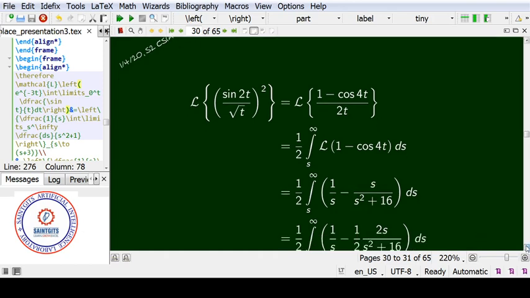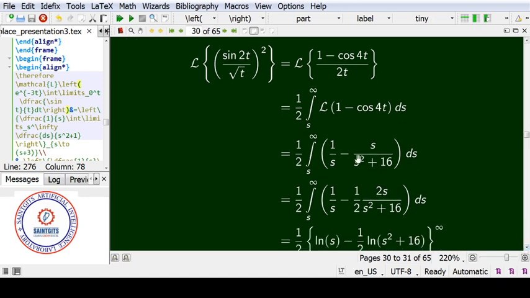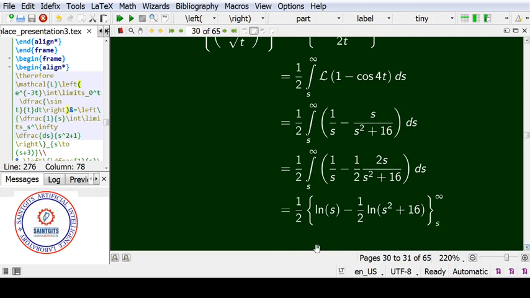Now we will integrate this. This portion is ln, but this portion cannot be ln directly, so this integral becomes ln by putting some 2s here. So 1 by 2 into 2s by s square plus 16. It's a mathematical manipulation. Now the derivative of this s square plus 16 is 2s. So du by u form, integral of du by u is ln. Here also we have ln of s. So ln of s minus half times ln of s square plus 16, from s to infinity.